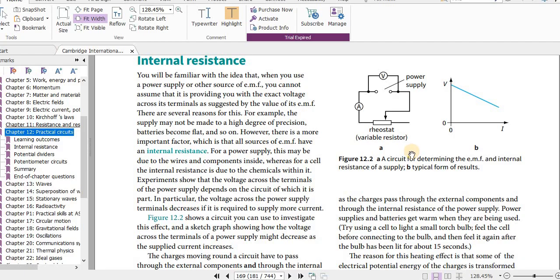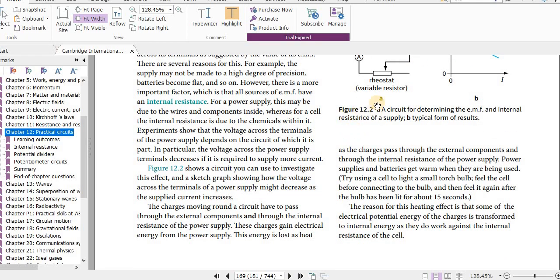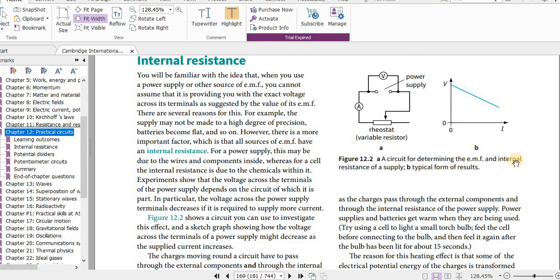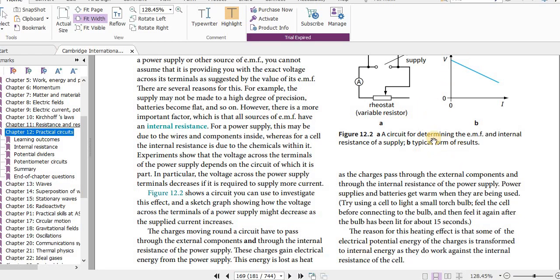So you can see then what happens to the current. V equals IR. So when R decreases, the current increases. Now we will see the details about this. A circuit for determining the EMF and internal resistance of a supply. Diagram A, typical form of results. We will see how to draw this graph, and that is very important, where you can use it to find the internal resistance and so on.